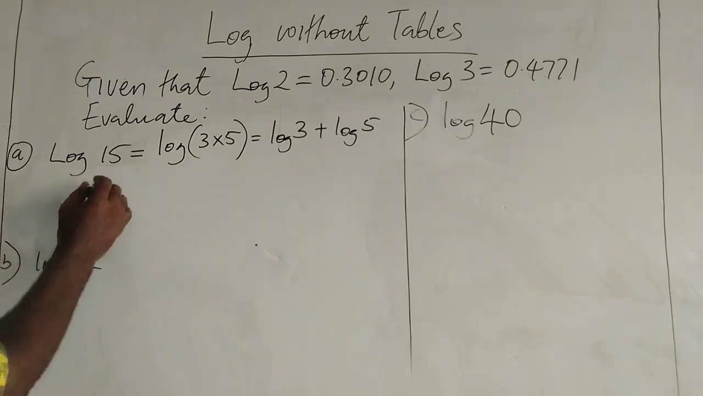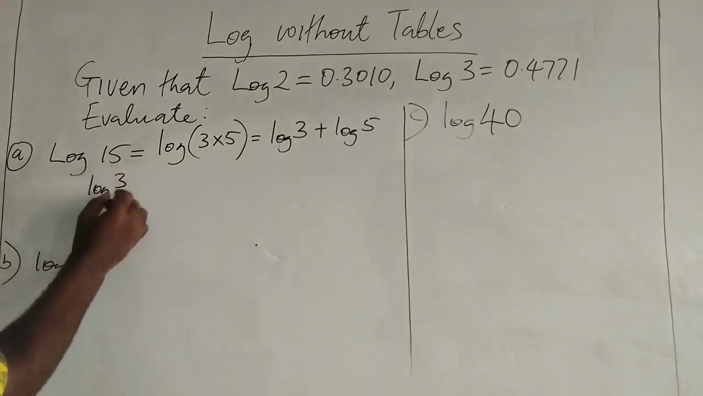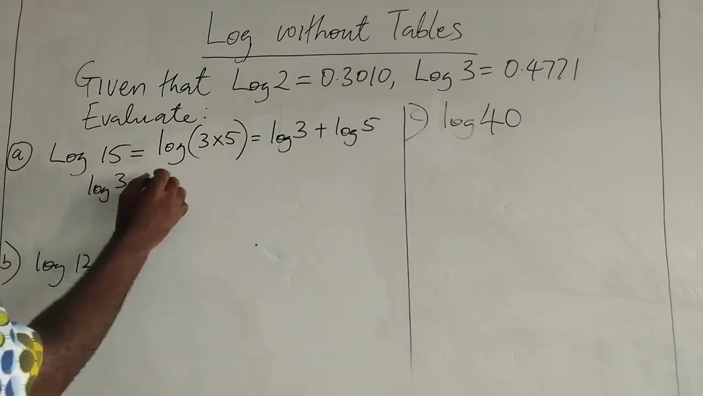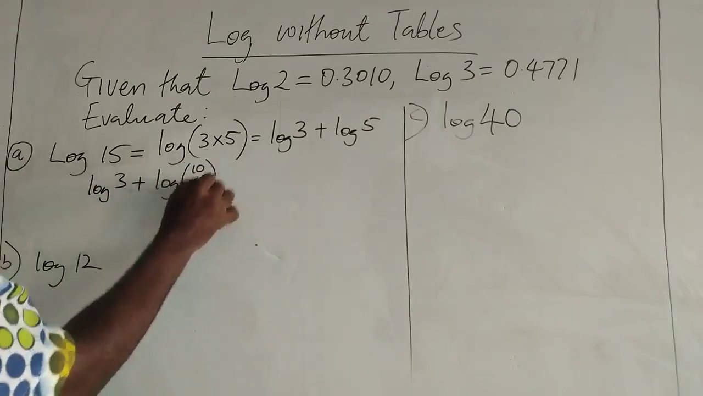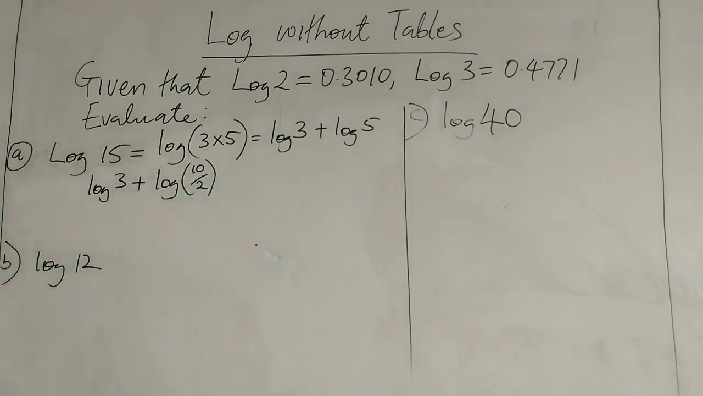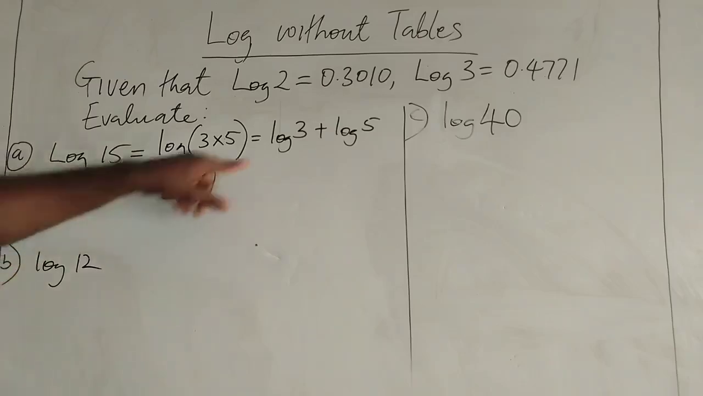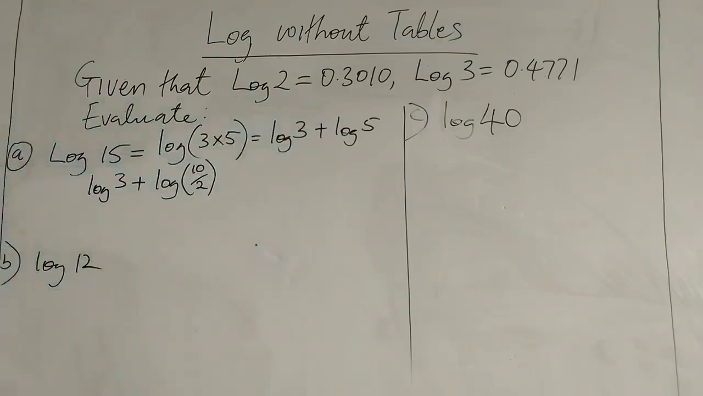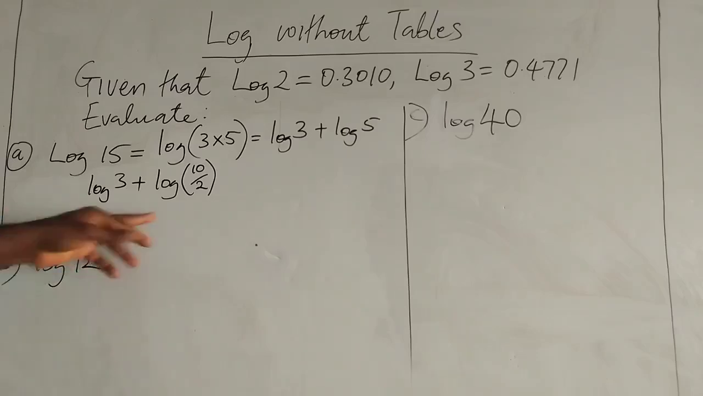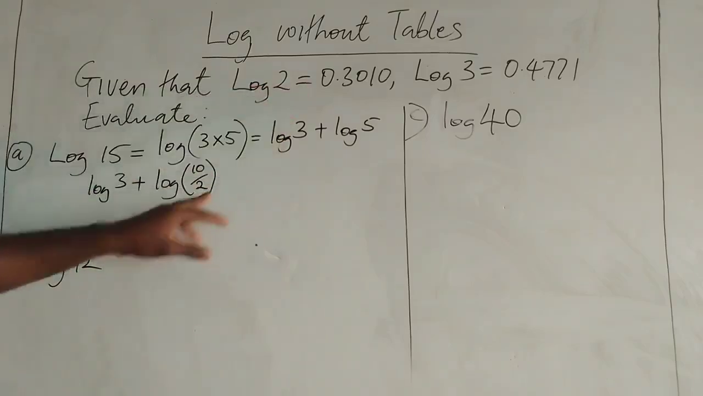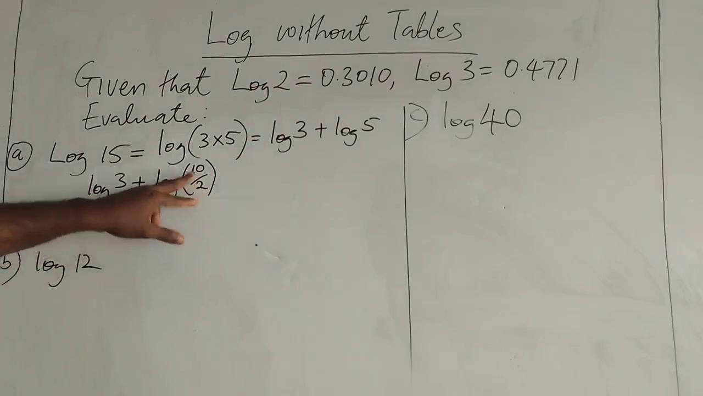So going further, we'll have log 3 plus log 10 over 2. 10 divided by 2 will give us 5. Now, why did we choose 10 divided by 2? Of course, we know that log 2 is given, so we don't have a problem with 2. Then what about 10?